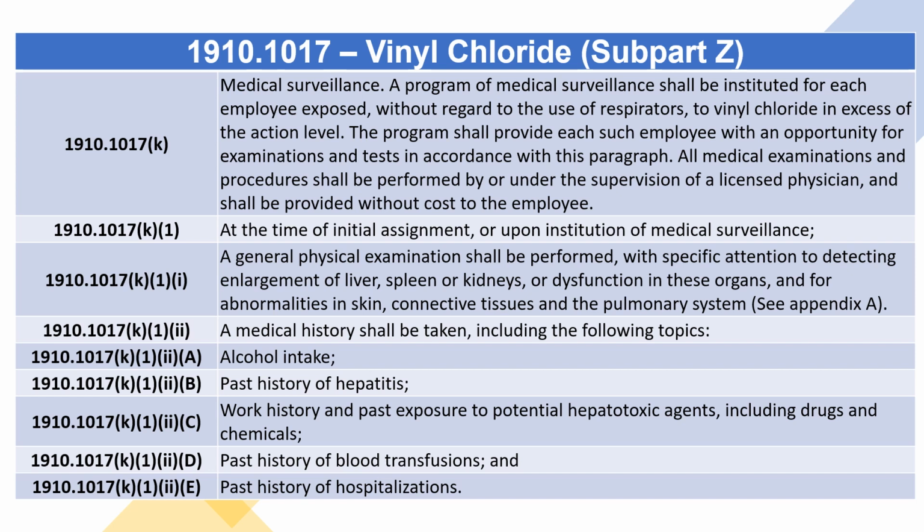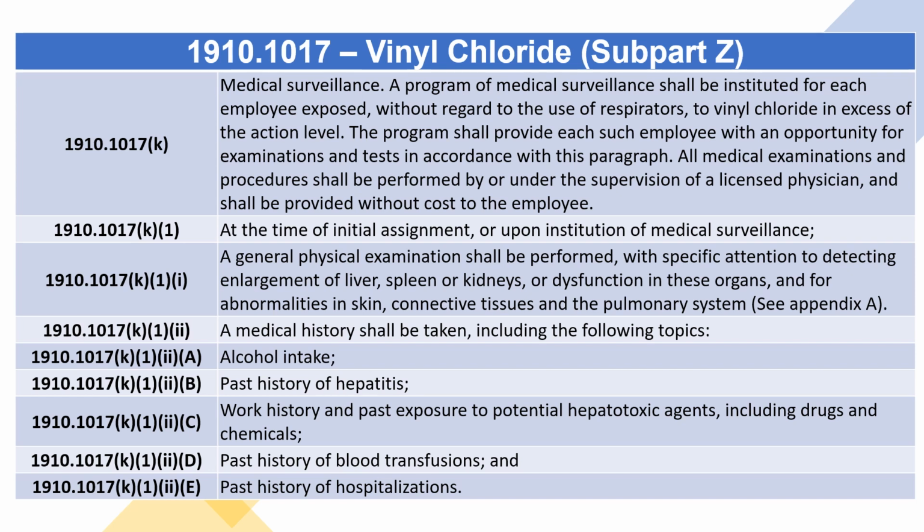1910.1017 K.1. At the time of initial assignment, or upon institution of medical surveillance: 1910.1017 K.1.i. A general physical examination shall be performed, with specific attention to detecting enlargement of liver, spleen or kidneys, or dysfunction in these organs, and for abnormalities in skin, connective tissues and the pulmonary system. See Appendix A.